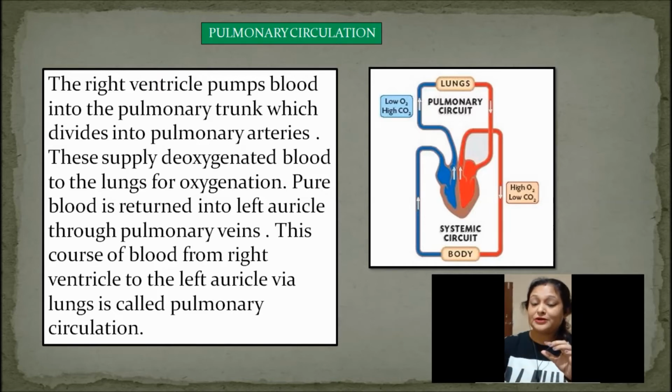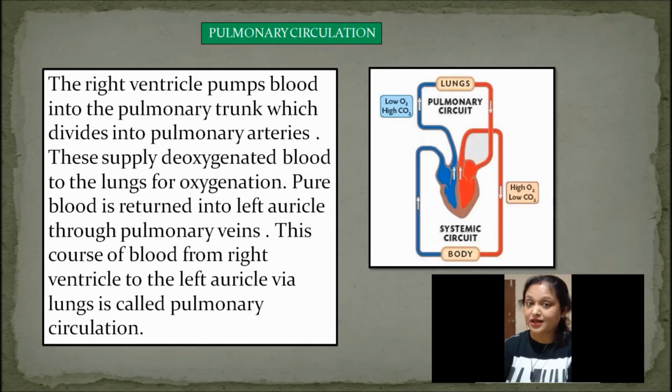Clear? One more thing, the pulmonary trunk is divided into two, so there are four pulmonary arteries. We know the pulmonary trunk divides into the pulmonary arteries. These supply deoxygenated blood to the lungs for oxygenation, meaning purification. Pure blood is returned to the left auricle through the pulmonary vein, and this course of the blood from the right ventricle to the left auricle via the lungs is called pulmonary circulation. So friends, from the right auricle the impure blood goes and enters the lungs for purification through the pulmonary trunk, or so-called pulmonary arteries.